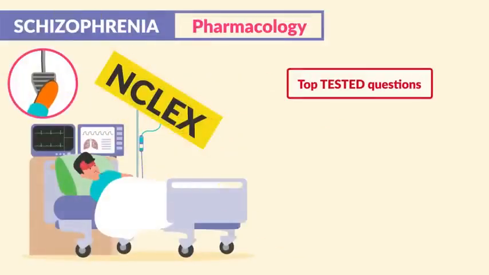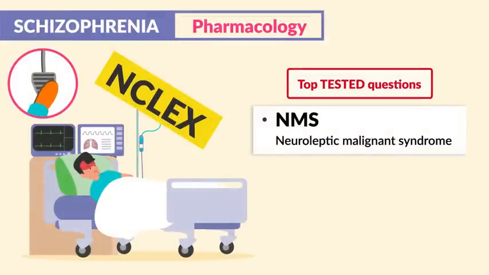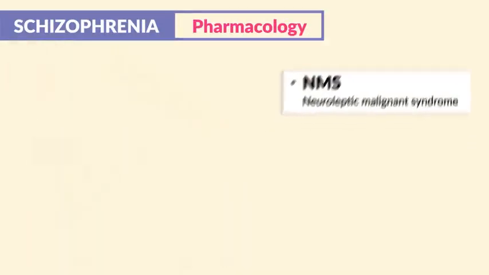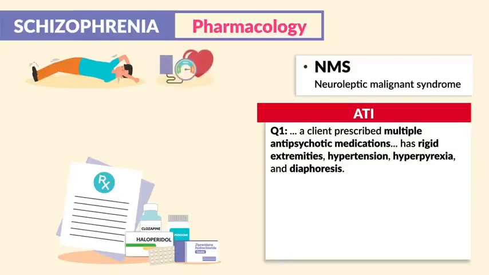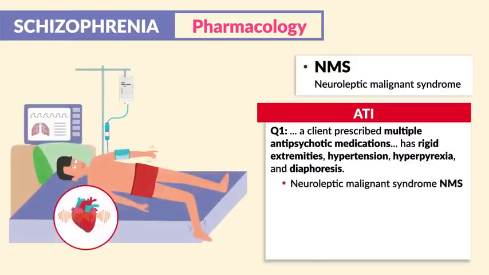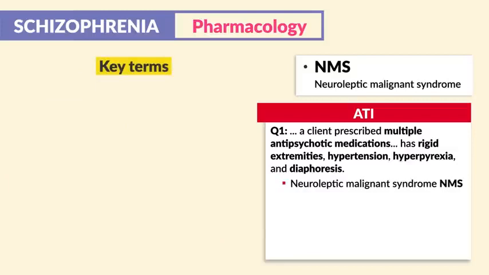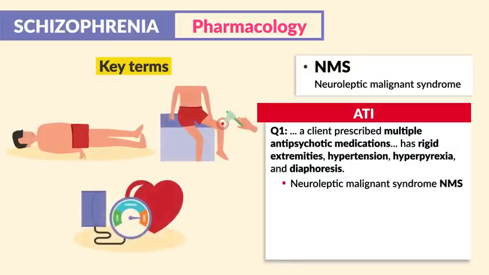Here are some top tested questions on NMS, neuroleptic malignant syndrome. ATI mentions a client prescribed multiple antipsychotic medications has rigid extremities, key term, hypertension, another big key term, hyperpyrexia, and diaphoresis. Neuroleptic malignant syndrome, that's NMS. So once again, the key terms are rigid extremities, or hyperreflexia, and hypertension.